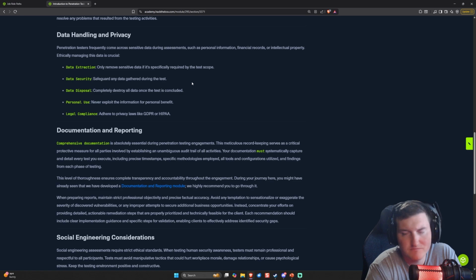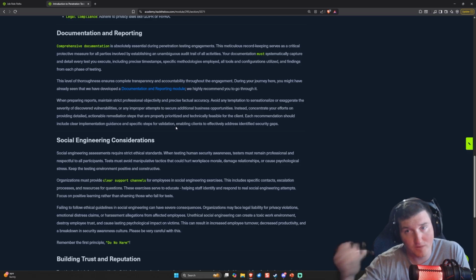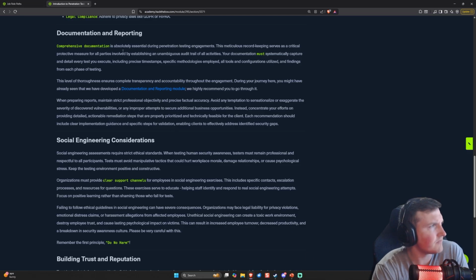Someone steals it, now they have access to all this business stuff, right? That's a big problem. And then personal use is obvious, like you never use the data for yourself, right? Data disposal, again, we just talked about that. And then adhere to privacy laws. So example, if there is a HIPAA law or something like that in place, you have to adhere to it if you're working for that business at that time, right?